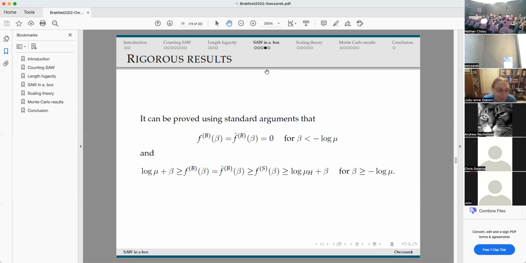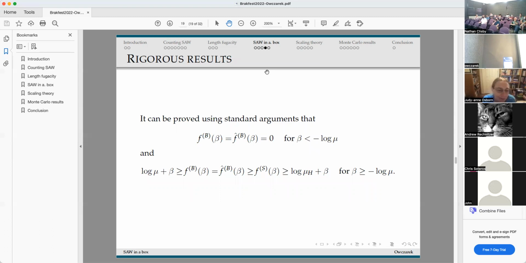The free energy for walks in a box without restriction of its endpoints lies in between the free energy for walks crossing a square and the free energy for just walks in the bulk plus beta. So log mu plus beta is larger than or equal to our free energy for walks in a box, F of B, which is greater than or equal to Fs of beta.